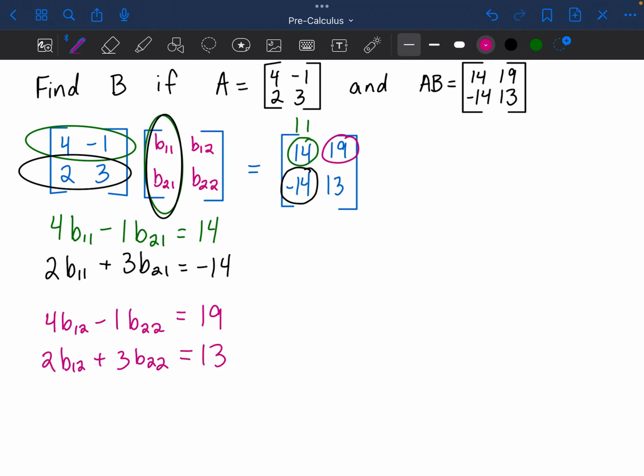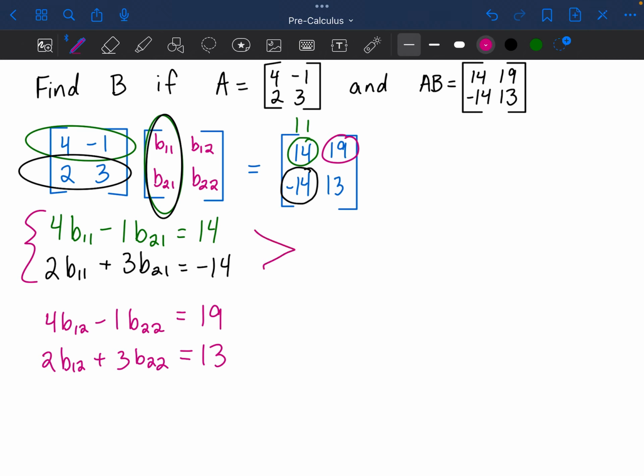What's really nice about these is once you do the first 2, you kind of know what the second 2 are going to look like, as long as you're doing the same 2 variables and chunking it like I did here. The reason I chunked this is because in order to solve for B11 and B21, we can use these 2 equations. We have a system of equations here. We could do substitution, we could do elimination, or we can use what we know about matrices.